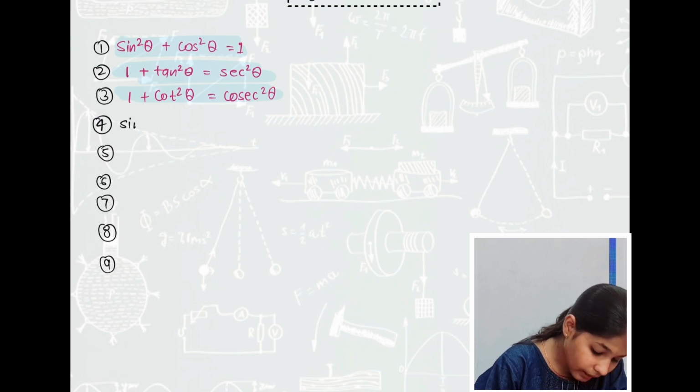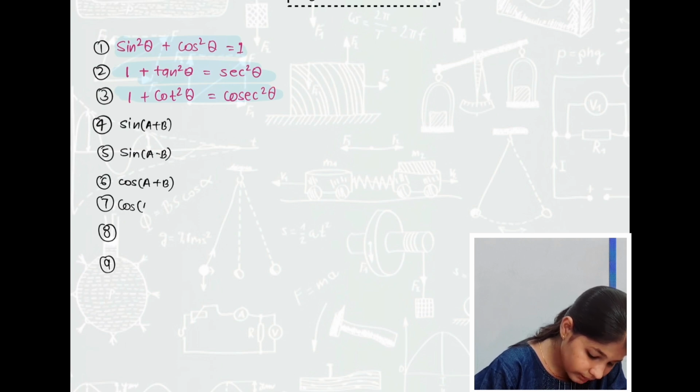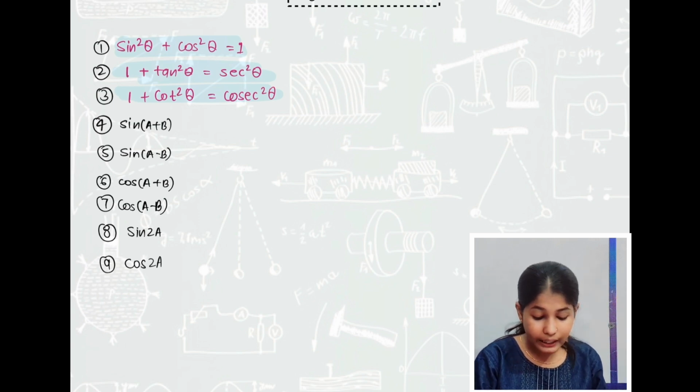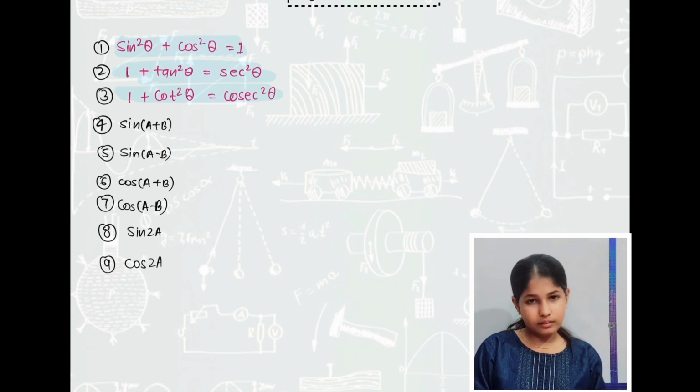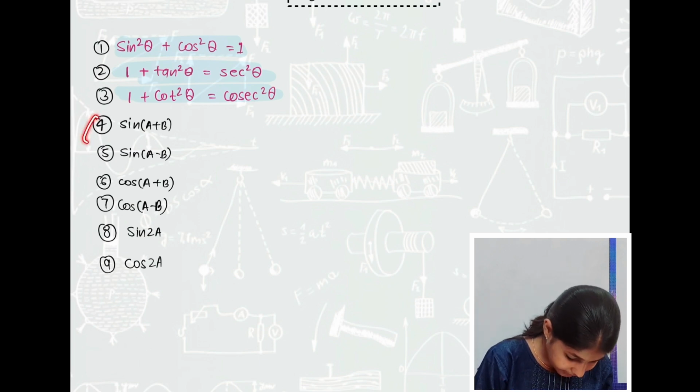Okay, so sin A plus B, sin A minus B, cos A plus B, cos A minus B. Next, sin 2A. Next, cos 2A. Now I will make you understand why A has come here. But let's first of all understand these four, then you will understand everything.